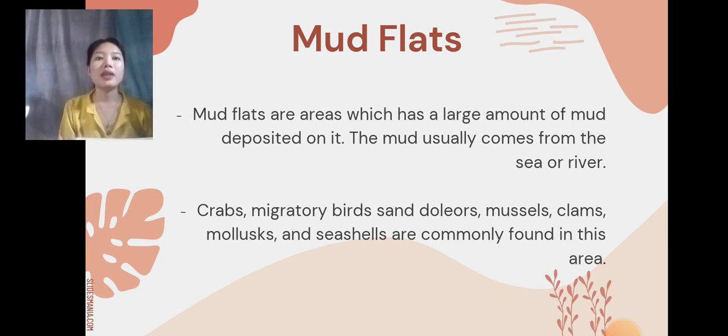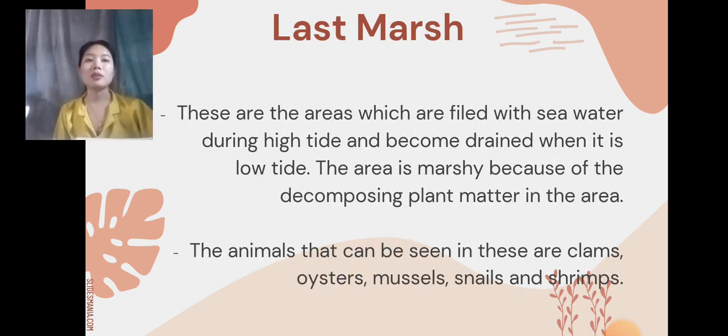Next is mudflats. Mudflats are areas which have a large amount of mud deposited on them. The mud usually comes from the sea or river. Crabs, migratory birds, sand dollars, mussels, clams, mollusks, and seashells are commonly found in this area. So, sa mudflats, ito yung mga tubig na nanggagaling sa river. Dito papasok yung mga crabs, migratory birds, sand dollars, mussels, clams, mollusks, and seashells na common na matatagpuan dito sa mudflats.